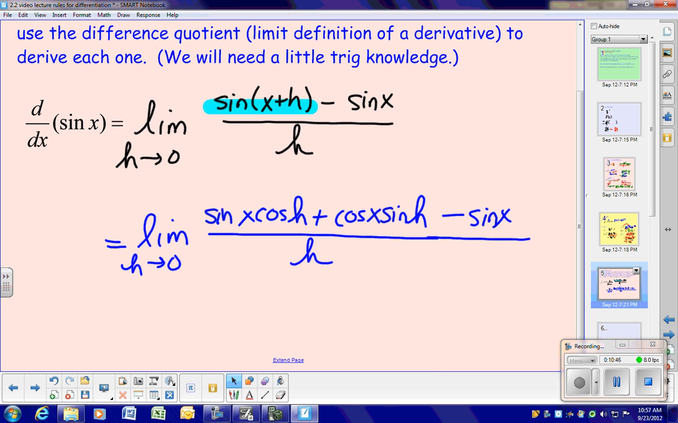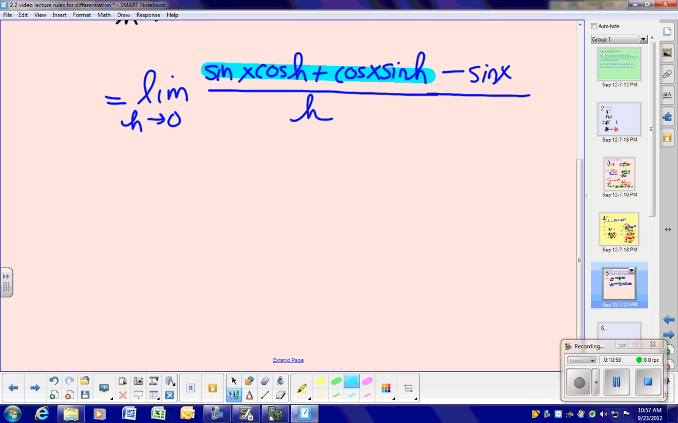So the part that matches up there would be this. This part that I highlighted in blue matches the part up above, okay? That's a trig identity. Very exciting, okay? Now, in the next step, you get to see a very, very cool limit statement pop up, okay? We're going to do a little factoring, okay?